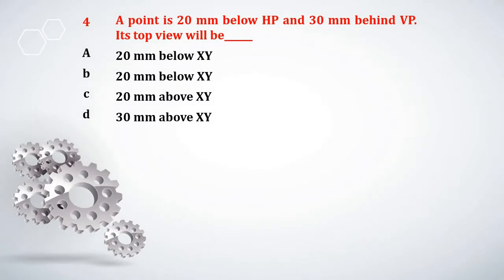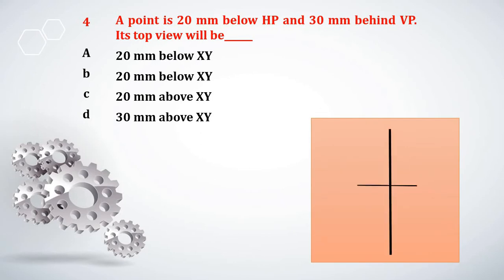Then question number 4. A point is 20 mm below HP and 30 mm behind VP. Its top view will be: option A, 20 mm below XY; option B, 20 mm below XY; option C, 20 mm above XY; and option D, 30 mm above XY. Now for solving this type of question, we have been given the distances and asked the position of the point.